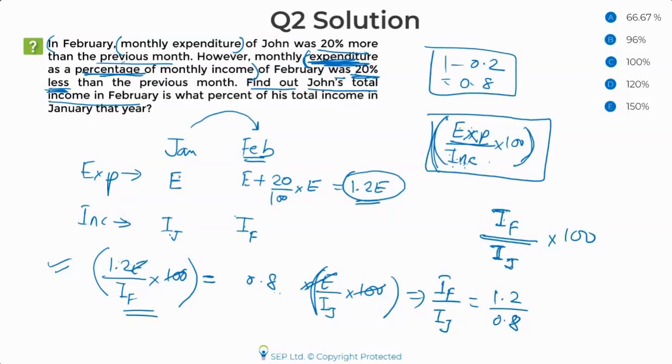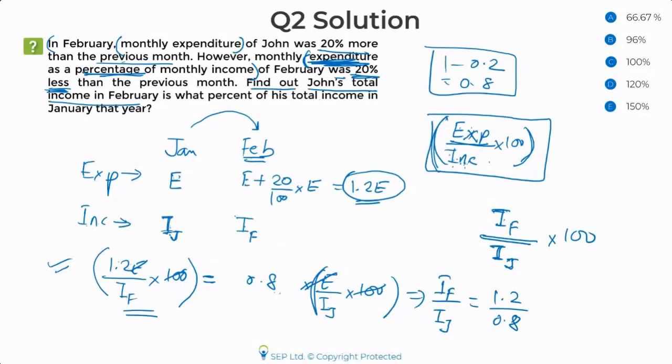Because Priya, I assumed the income in January as IJ. That's why I wrote it as E by IJ. I assumed E and IJ. There was nothing given in the question, so I had to assume some variables. Otherwise, I would not have been able to solve it. Right? Since nothing was mentioned about the income, I took it as IJ and IF.